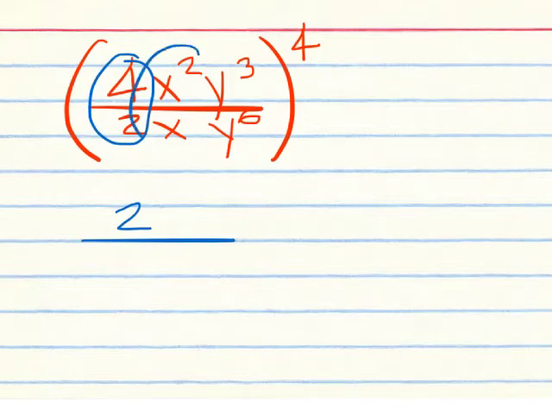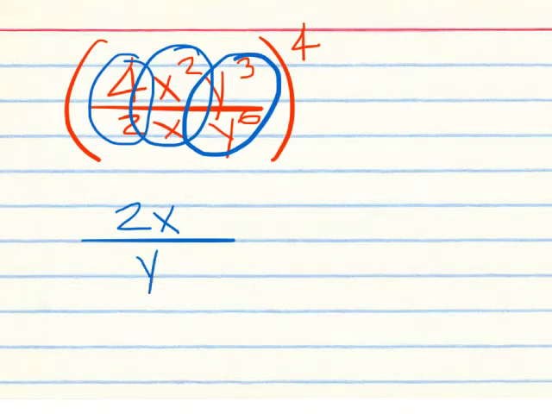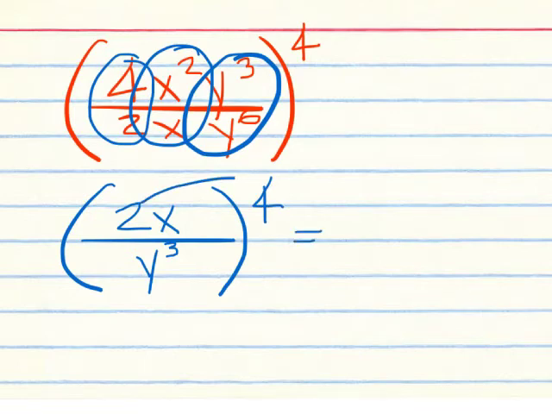Now we move to the x's. Where's the largest? On the top. And what will the exponent be? 2 minus 1 is 1, yes. The exponent is 1, so we just write x. Where's the largest y? And what will the exponent be? 3. Now you need all of this to the fourth power, so 2 to the fourth power is 16.